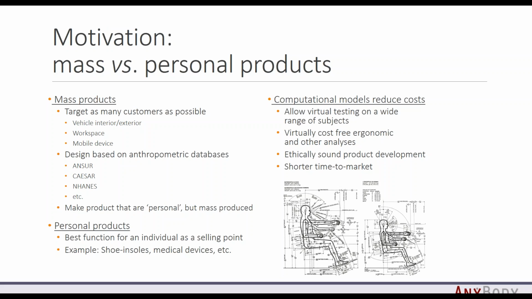On the other hand, a selling point of a personal product is to provide the best function for an individual. And both mass and personal products can benefit from computational and, in particular, musculoskeletal modeling by virtually testing a large number of hypothetical scenarios at virtually no time and cost.